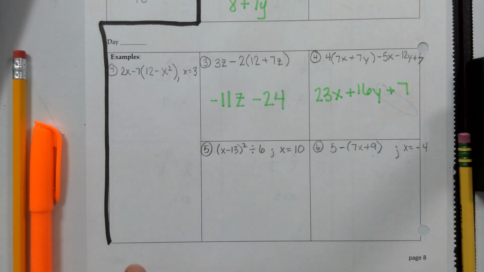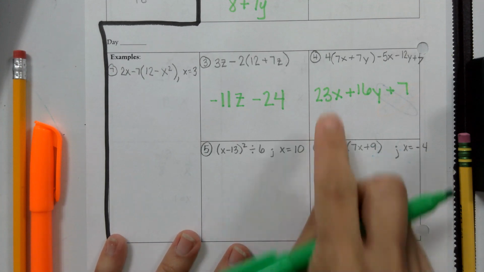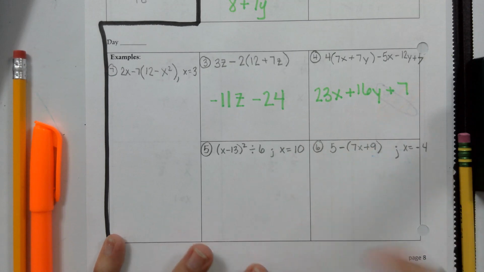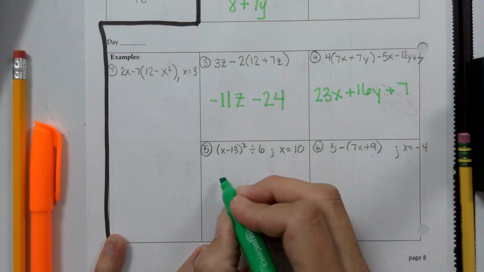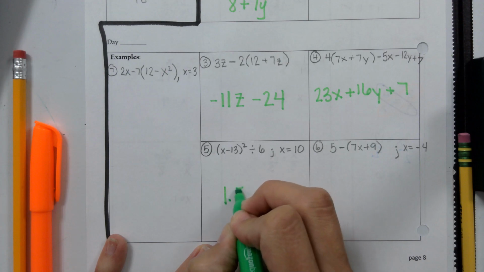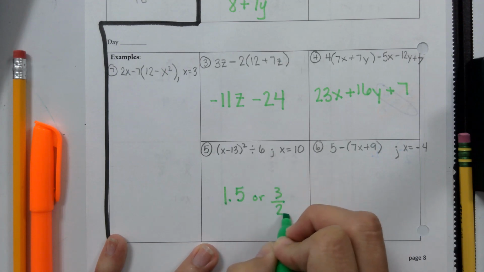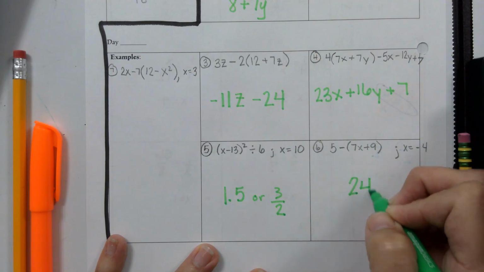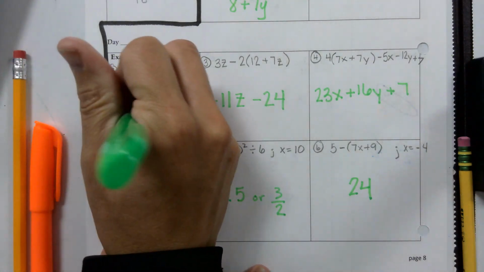Okay, the last 3 answers are going to be single numbers. So here we had an expression with multiple parts. These are going to be just single numbers. So the first one would be 9 over 6, or 1.5 if you gave it as a decimal, or 3 over 2 if you reduced that fraction. Number 6 is 24. And number 7 is negative 15.